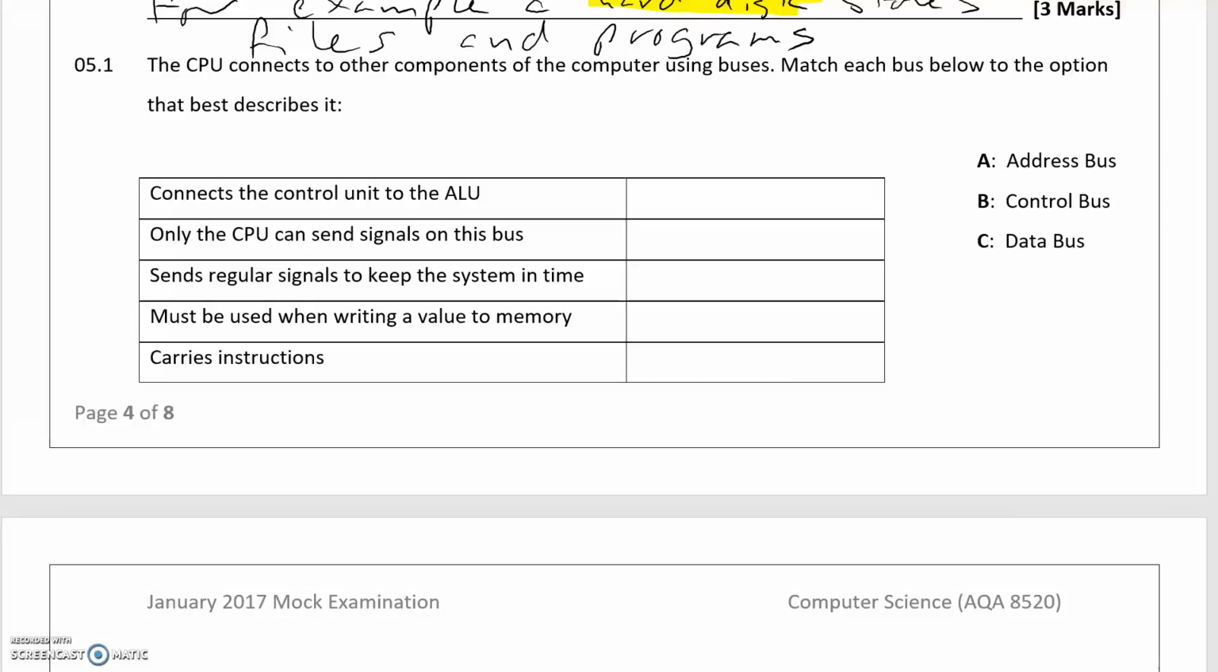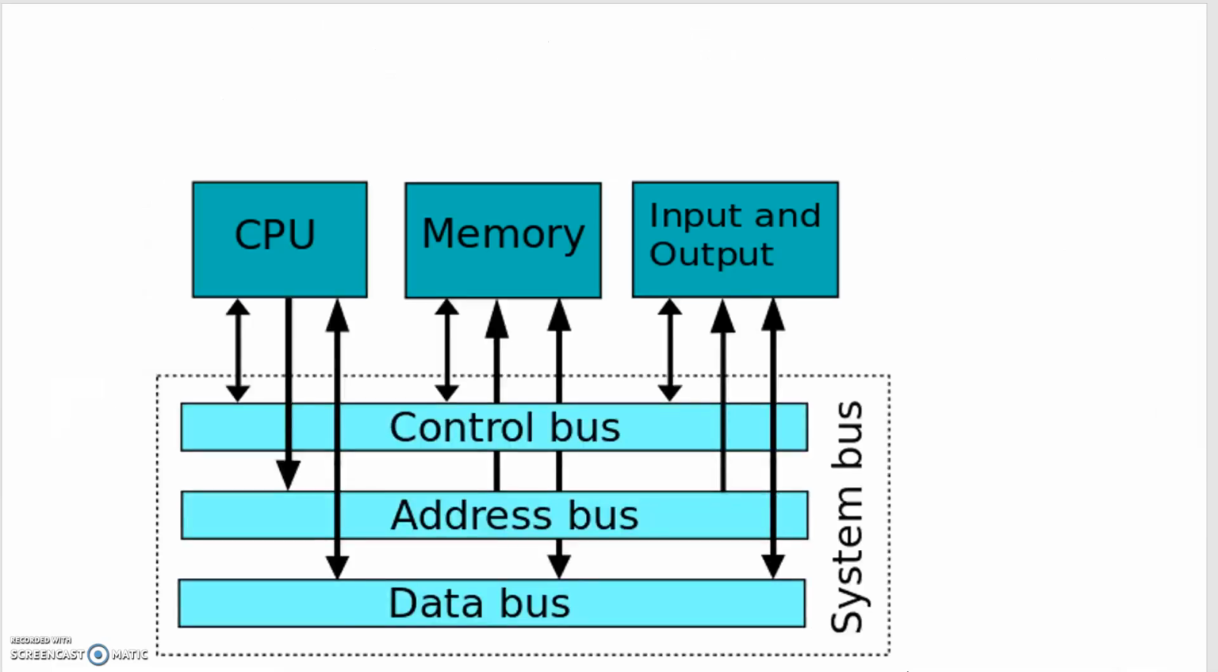Okay, question 5, let's go. We've got a question here that is all about understanding and remembering this diagram. So, what we've got is 3 buses which enable the CPU and other parts of the processor to communicate. Now there's different things sent on different buses. So the control bus sends an instruction.